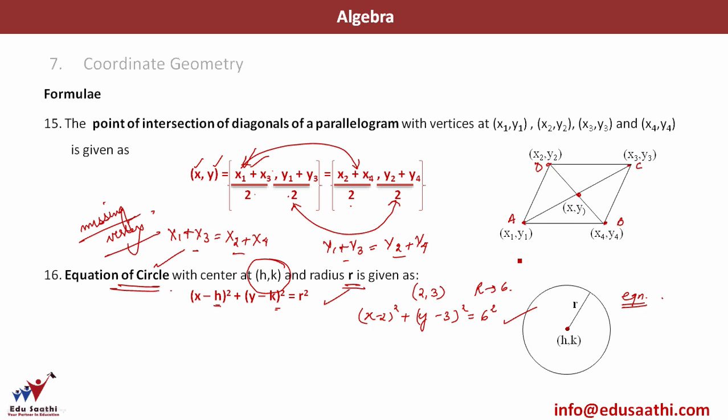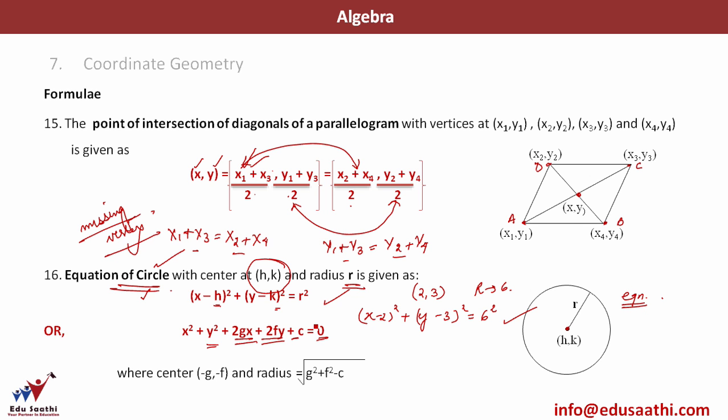There's another form in which the equation can be written, and that other form is just opening up the terms and rearranging them. So it is x square plus y square plus 2gx plus 2fy plus c is equal to 0. Now in this case, the center of the circle is at (minus g, minus f). That will be the center of the circle, and the radius of the circle would be given by the square root of g square plus f square minus c. So that is the way in which the equation of the circle can be represented. It could be the one way or the other.